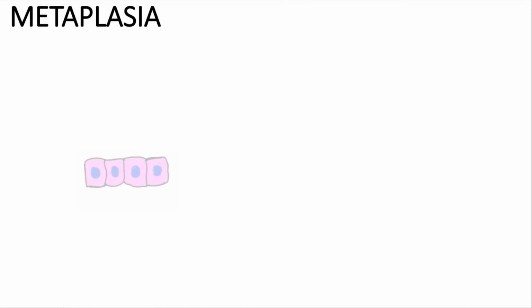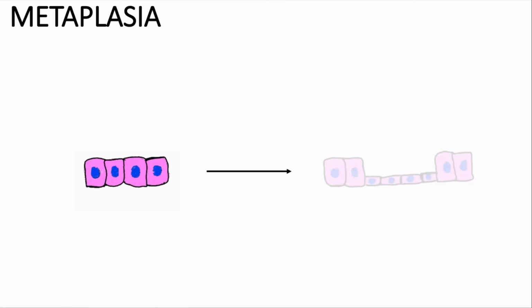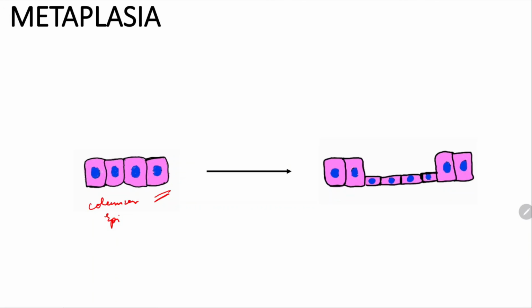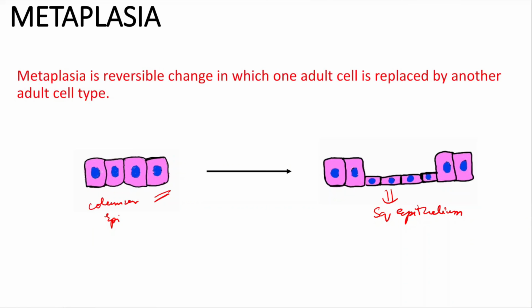Now, let's go in detail about metaplasia. In this image, you can see on the left hand side is a normal tissue which is made up of columnar epithelium. On the right hand side, you can see that some of the columnar epithelium is replaced by squamous epithelium. So this process of change of one epithelium to another epithelium is known as metaplasia. So metaplasia is a reversible change in which one adult cell type is replaced by another adult cell type.